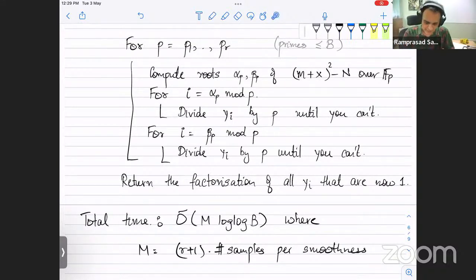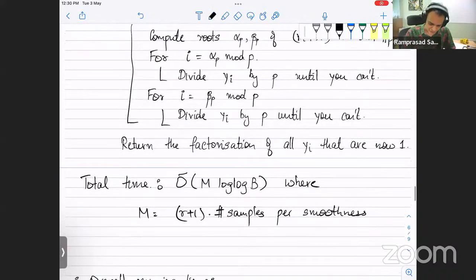And now we are saying among these M yi's that you have built this way, which of them are B-smooth and can you compute their factorization? And we are basically saying, yes, I can do all of that in just M log B time. So this thing where earlier we were spending M into B has now suddenly become M into log B.